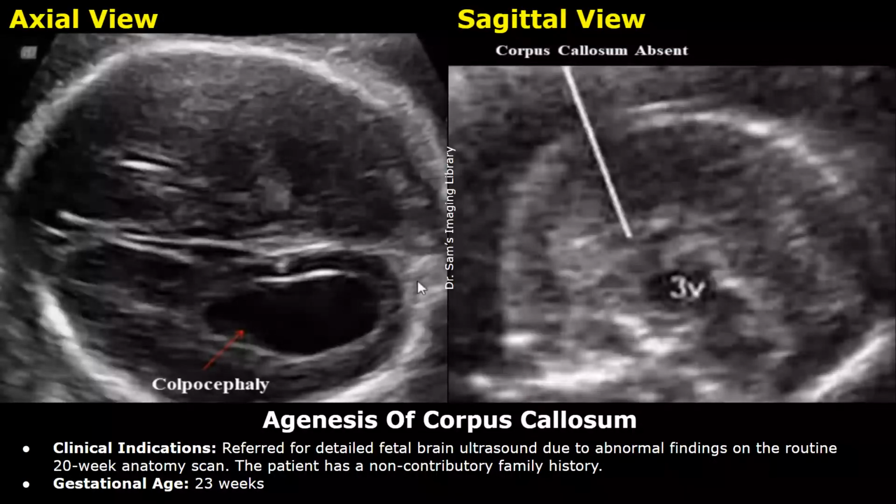This is a report for Agenesis of Corpus Callosum. Clinical indications: referred for detailed fetal brain ultrasound due to abnormal findings on the routine 20-week anatomy scan. The patient has a non-contributory family history. Gestational age 23 weeks.